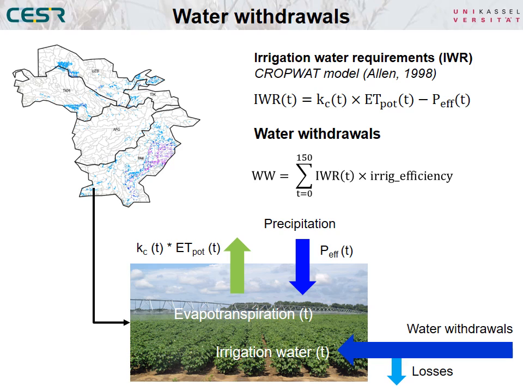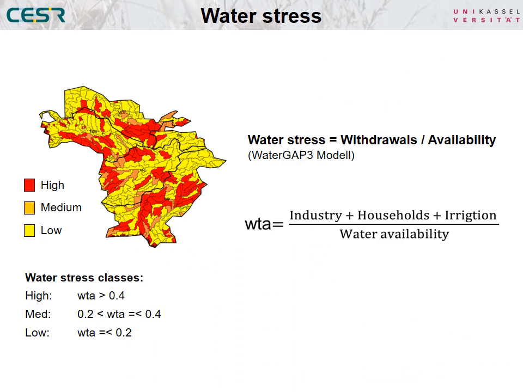In the first step, we calculate irrigation water requirements using the crop water model approach, which is implemented within WaterGAP 3. These irrigation water requirements are crop-specific evapotranspiration minus effective precipitation. Then water withdrawals are irrigation water requirements multiplied with irrigation efficiency. The whole principle of the model is shown on this slide below the map.